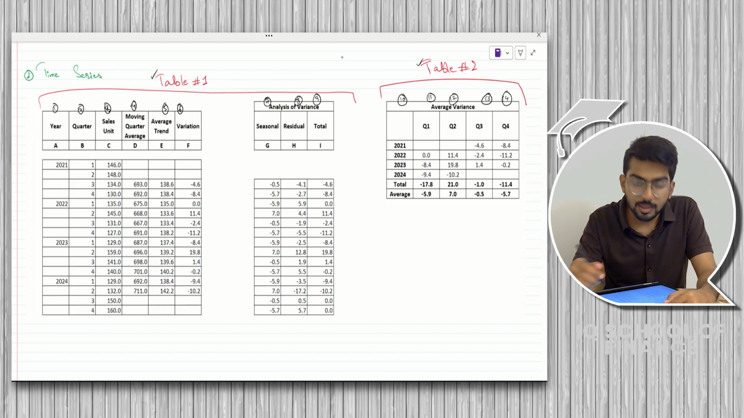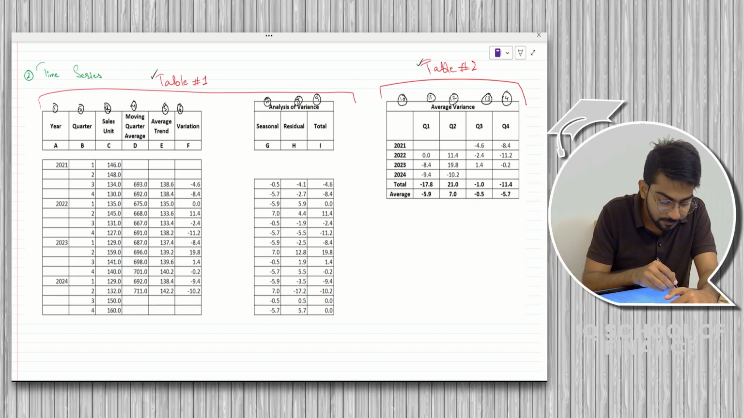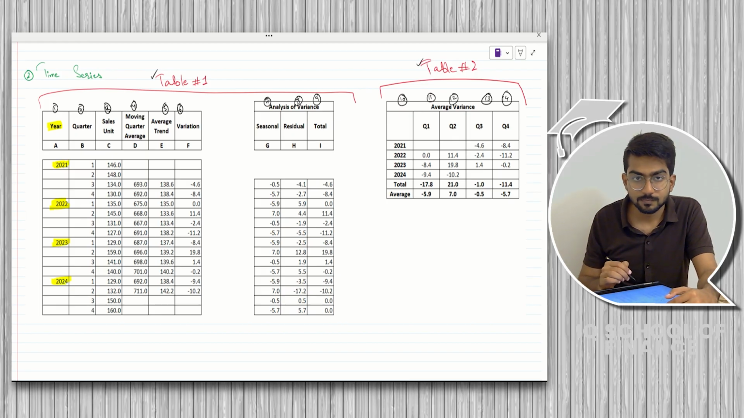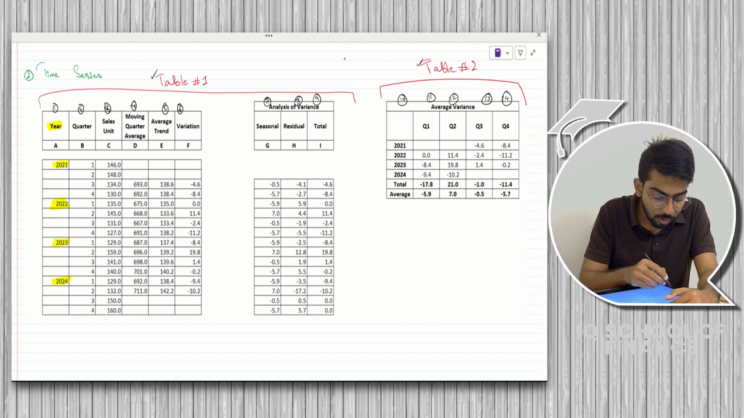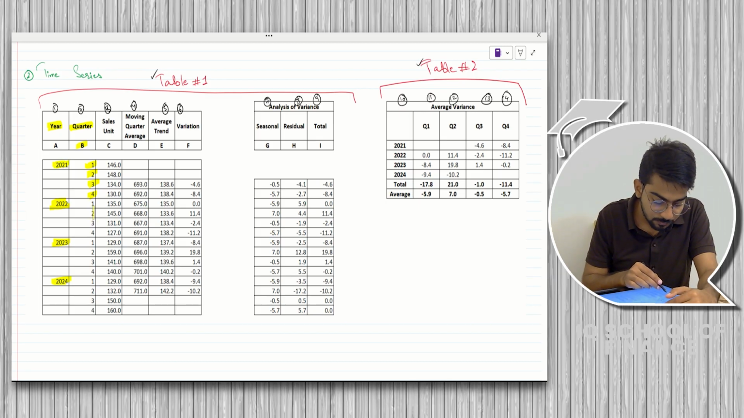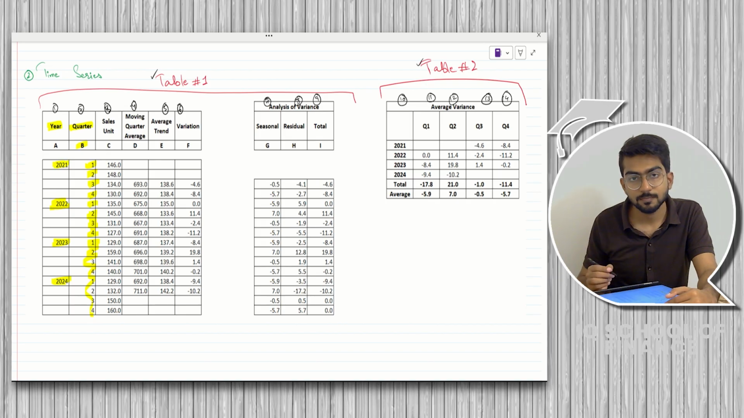तो आइए सर स्टार्ट करते हैं, एक एक करके हम बात करते हैं कि बेसिकली कॉलम्स क्या हैं. तो सर कॉलम नंबर 1 ईयर, everyone knows we have these years 2021, 2022, 2023 and 2024. In column number A we have the year. In column number 2 we have quarters, first, second, third, fourth. 4 quarters in a year: 1, 2, 3, 4 and so on till the end.